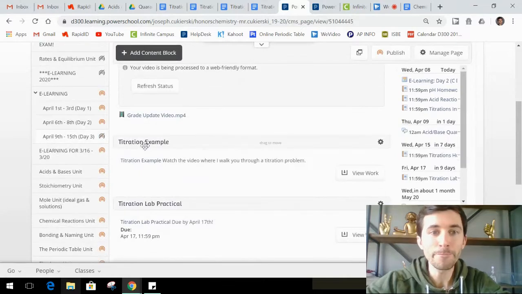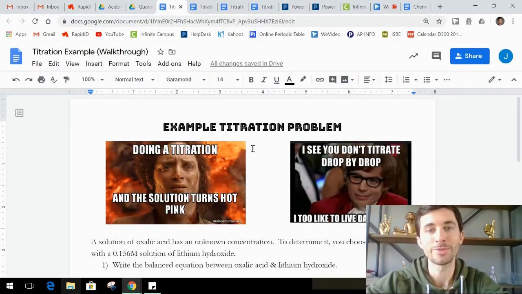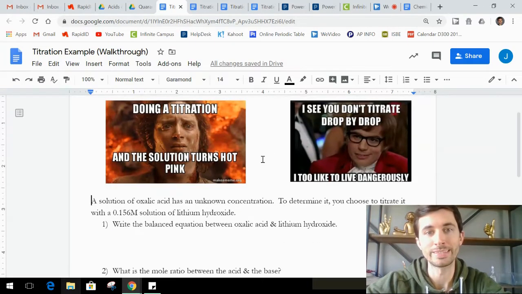For today, if you want to check out this titration example, it's not an assignment per se, it's just an example. It's right up here. If you want to either write it down, you can, or if you want to just open the document, you can. Take a minute and write it down. I'm just going to go through how to work through a titration, and that is it.